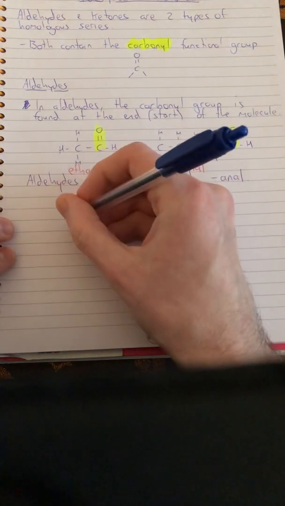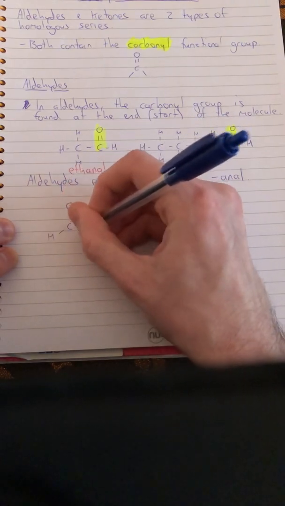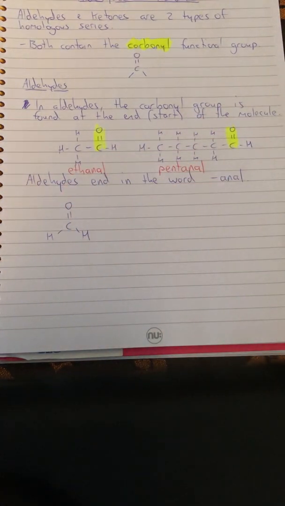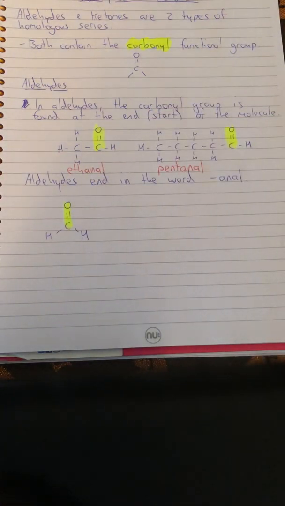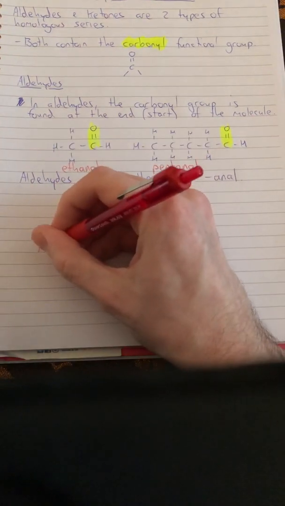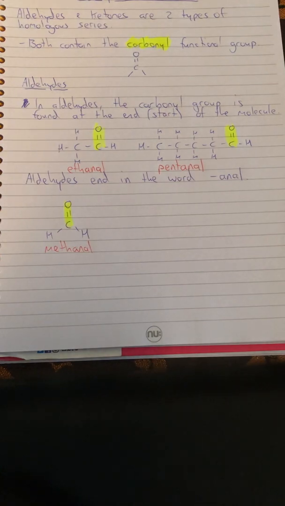Let's just do... Again, this is one that people don't recognise as an aldehyde because there's only 1 carbon, but again it contains the functional group, and because there is only 1 carbon, it has to be at the end of the molecule or the start of the molecule, and we would just call that methanal. Okay, meth, meaning 1 carbon, and because it's an aldehyde it ends in anal, so this becomes methanal. Okay?